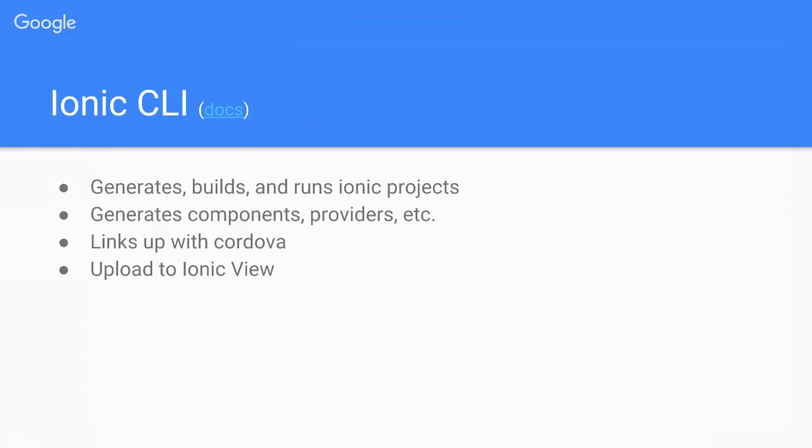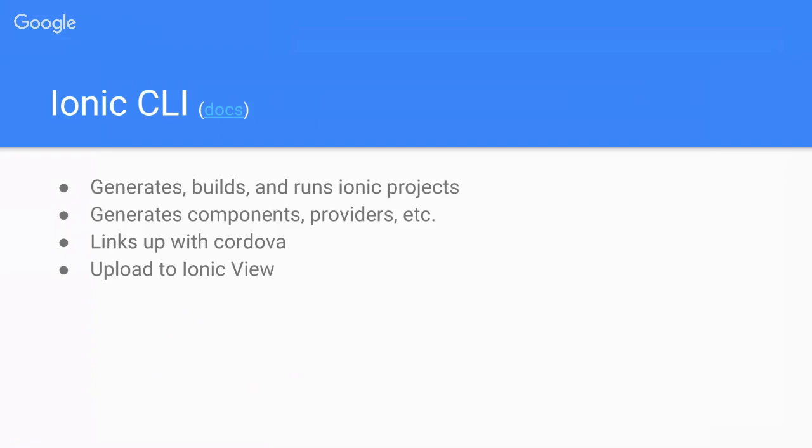Okay, next one is the CLI. This is a really nice feature of Ionic. If you know about Angular CLI, it's kind of based on that. So it generates your Ionic projects, and it can manage the projects as you're developing them. And then when you're ready to release, you can also build them.